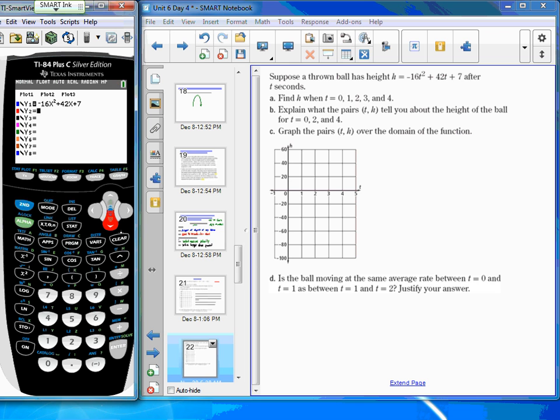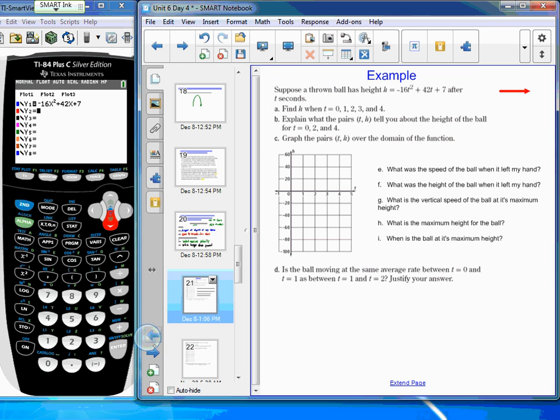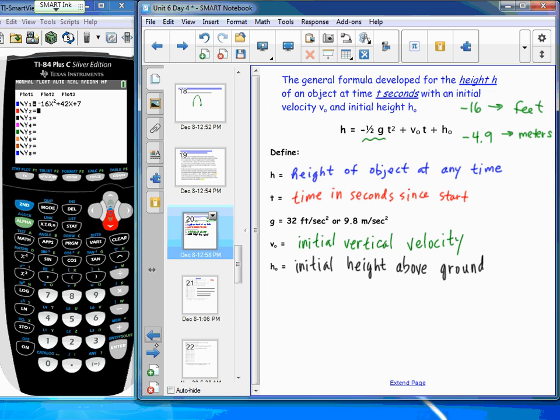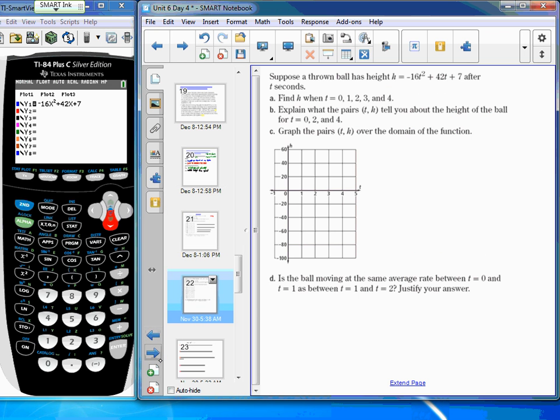I already know some key things about this function. I already know that because my x squared term has a coefficient of negative 16, I already know what system of measurement I'm working with. Are we going to measure our height in feet or in meters? I already know we're measuring my height above ground in feet because my leading coefficient was negative 16. So we must be working with feet.